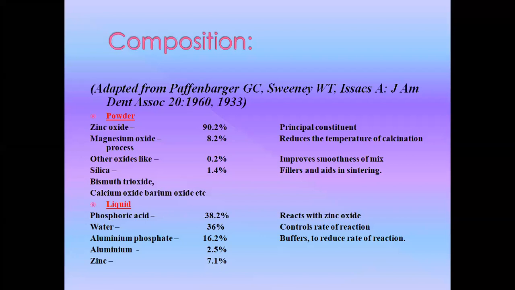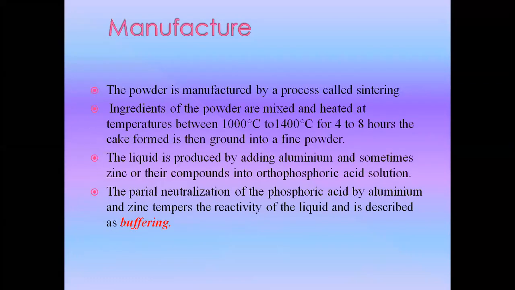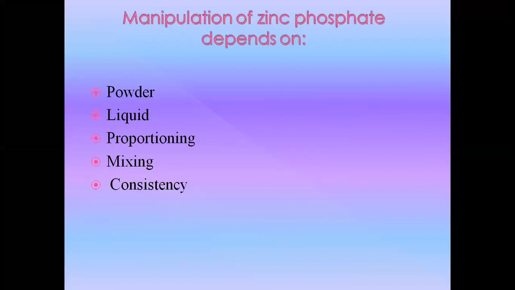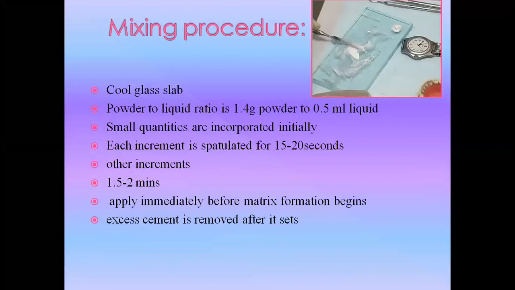Zinc oxide is the principal constituent. In a few cement questions, they'll ask you the function of magnesium oxide in zinc phosphate cement. It reduces the temperature of calcination. If they ask the function of aluminum phosphate, it acts as a buffer and reduces the rate of reaction. Silica acts as a filler. They'll ask what is added for what. Manufacturing is not required.